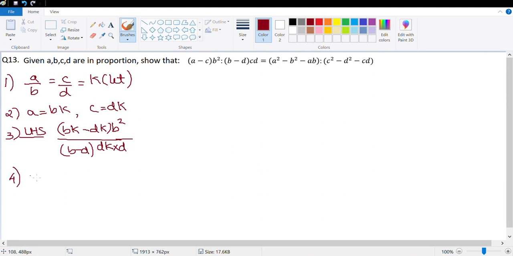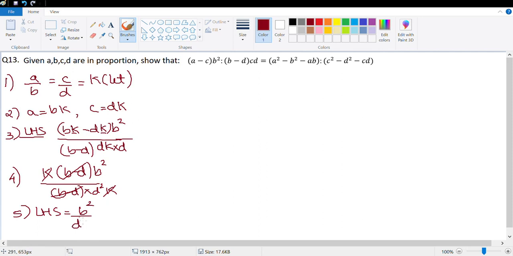So between these two terms, I have K common. So if I take K out, I have B minus D multiplied with B square. In the denominator, I have B minus D multiplied with D square K. B minus D and B minus D get cancelled. K and K get cancelled, which means left hand side is equal to B square upon D square. Good, let's look at the right hand side.